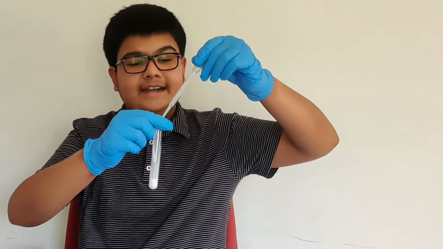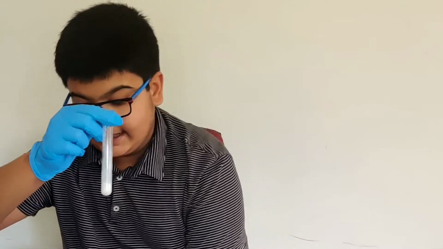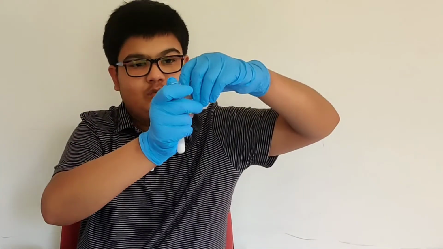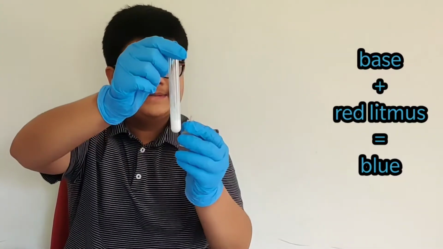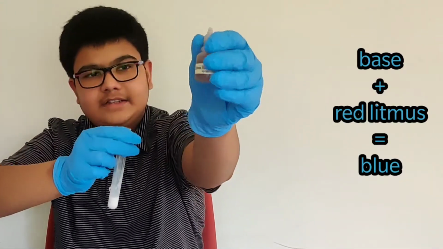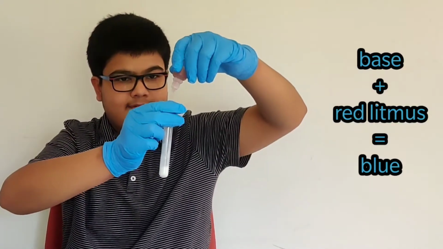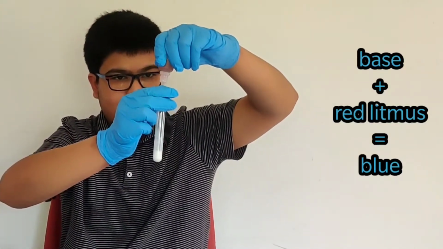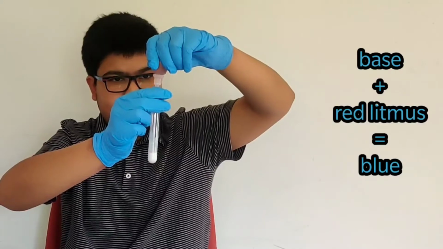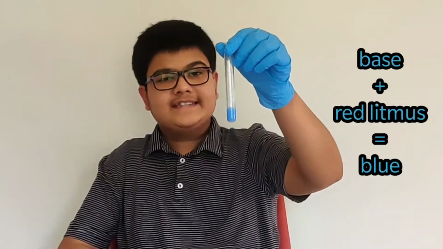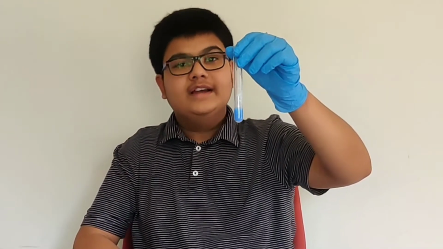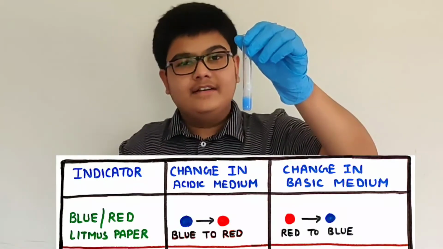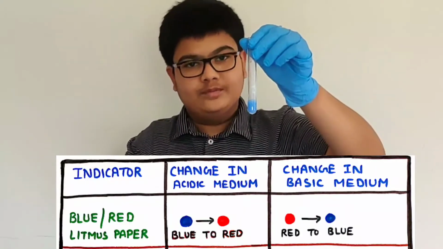So here I have added some magnesium hydroxide in a test tube, and now I will add red litmus to it. Here you can see magnesium hydroxide, and here it is red litmus. After a few seconds, you can see that it has become blue. So from here we can conclude that bases turn red litmus to blue.